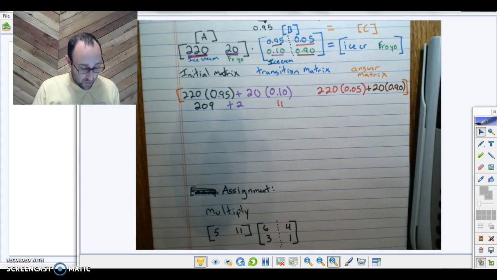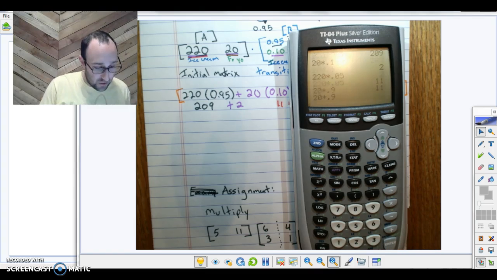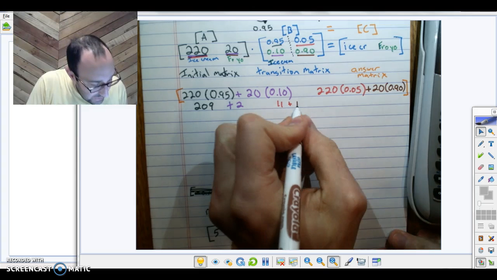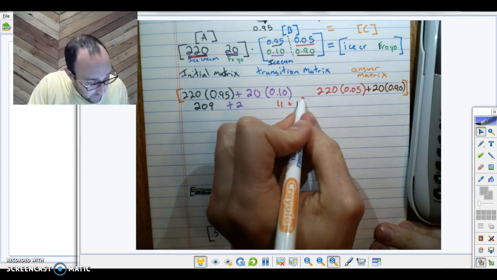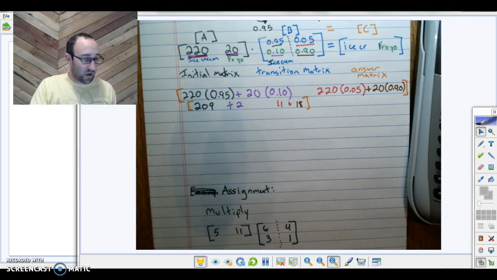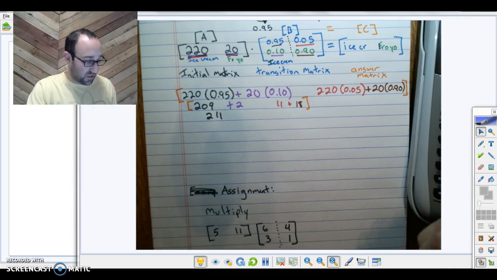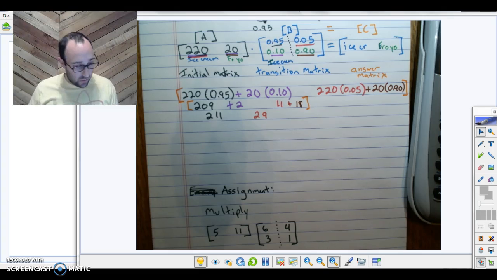I'm just going to make this much smaller. And 11 plus 20 times 0.9. 20 times 0.90 is 18. So that one is here. It's going to be 11 plus 18. And then I can close my matrix and clean it up a little bit more. All right, so 209 plus 2, we should get a total of 211. And 11 plus 18, that should be 29. Okay, so I can close my matrix.